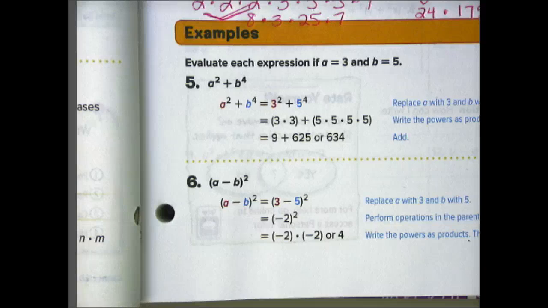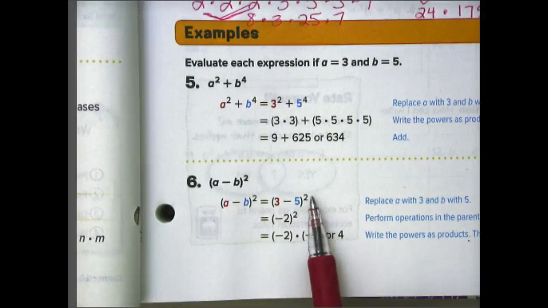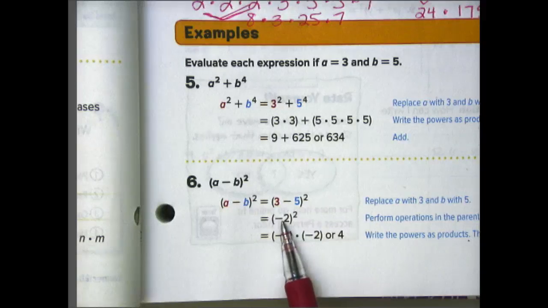Below that, we have A minus B to the 2nd power. Now remember, we're also using order of operations here. So we have 3 minus 5 to the 2nd power. We need to do what's in grouping symbols first. 3 minus 5 is negative 2, and then negative 2 to the 2nd power. Negative 2 times negative 2 is positive 4. Remember, when you multiply two negatives, you get a positive. So in just this one problem, we've used our integer rules, we've used our order of operations, and we've also used our new knowledge of exponents and of substituting in order to evaluate these expressions.